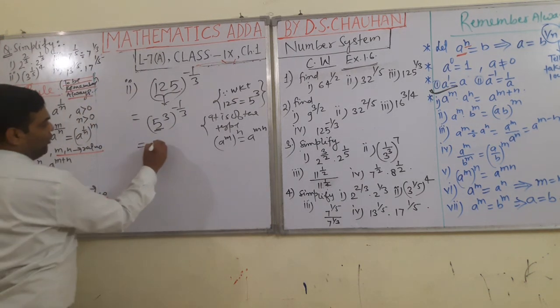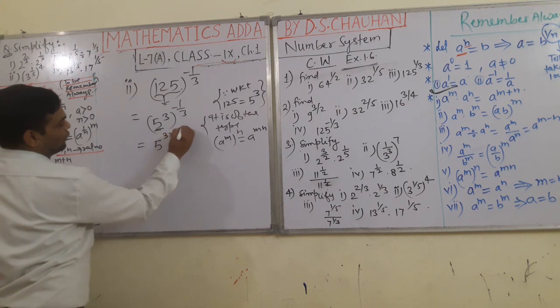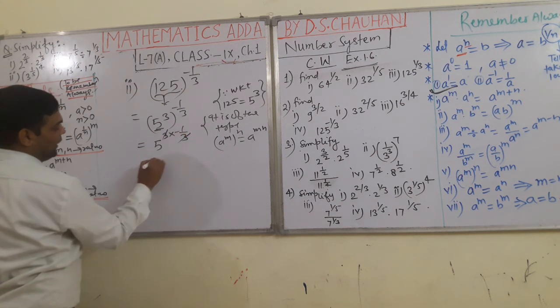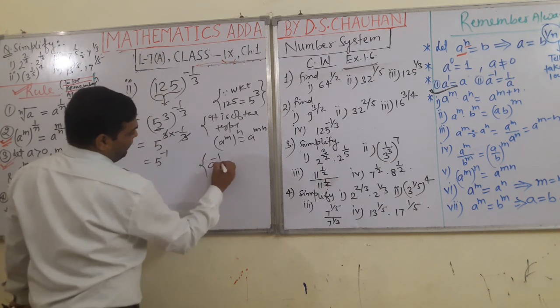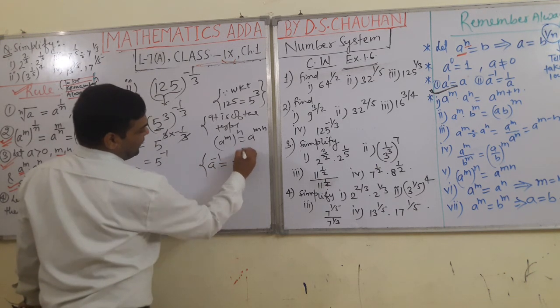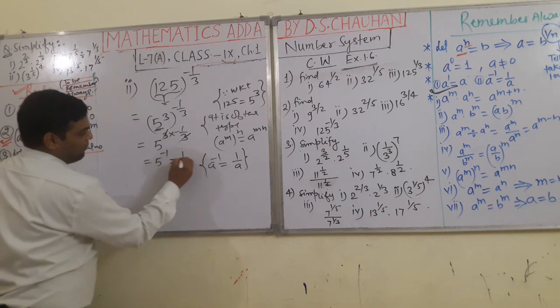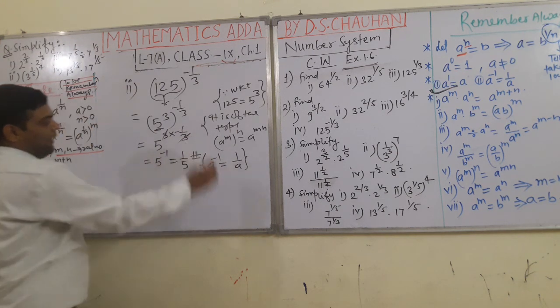So what can we note down? 5 to the power 3 into minus 1 by 3. As you simplify, you will get 5 to the power minus 1. As I have told you, a to the power minus 1 can be written as 1 by a. So we will write here 1 by 5. This is the final answer.